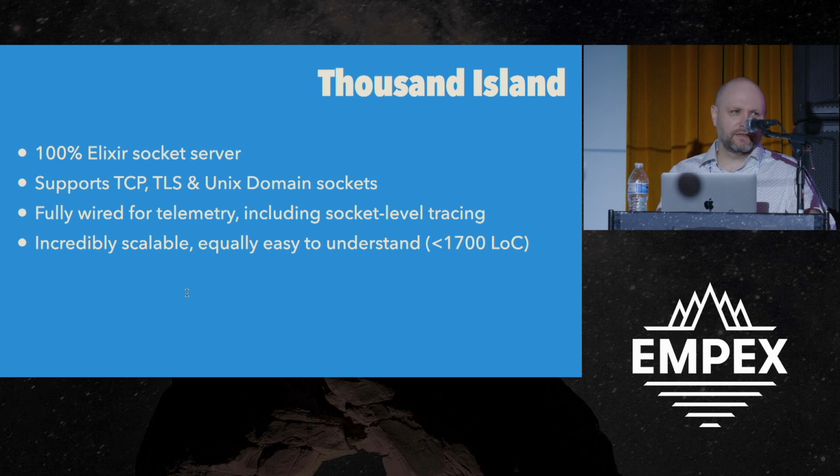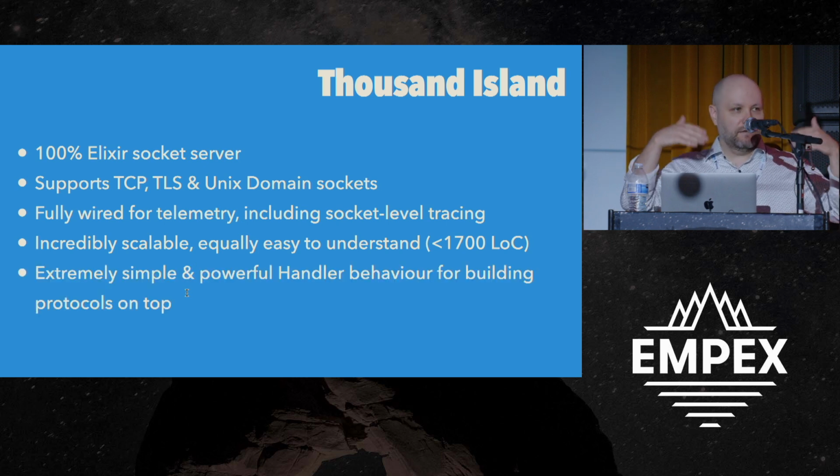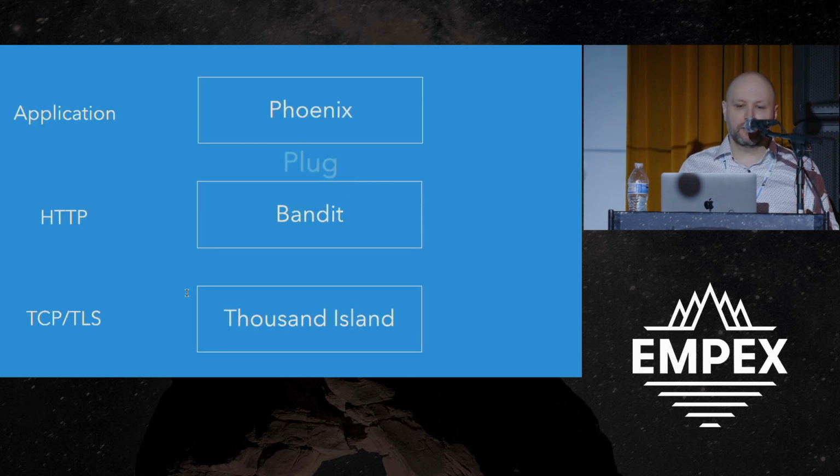There's only about 1,700 lines of code in the entire project. Again, written with the primary purpose of demystifying this code for developers, so it's purposely written to be approachable. And it's got a very powerful behavior to allow higher level protocols such as Bandit to be implemented on top of it. We're going to take a quick look at what those look like right now.